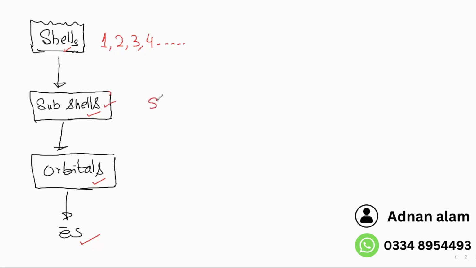One of the subshells is S. The other subshell is P. The other subshell is D. And the last subshell is F. So S, P, D, and F represent 4 different subshells, right? So there are 4 different kinds of subshells, which are S, P, D, and F.